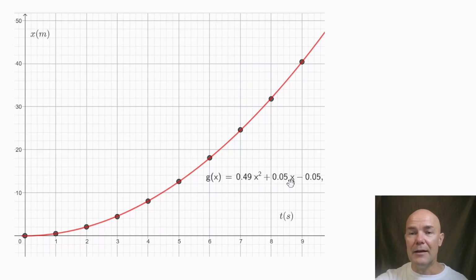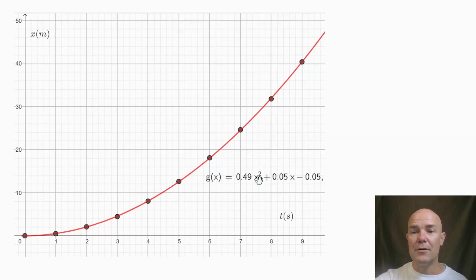And let's make this a little bit simpler by saying that these two terms here are zero. They are really close to zero. So we could say that this model is y equals 0.49 x squared.